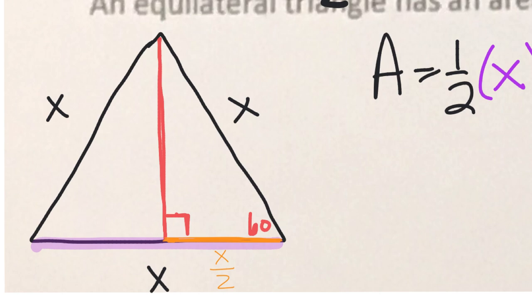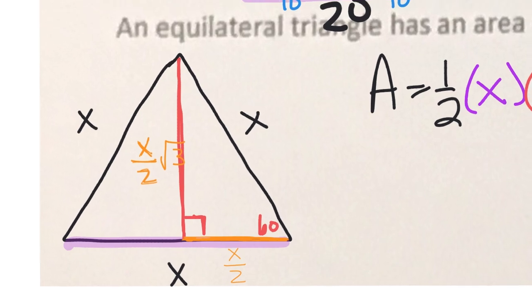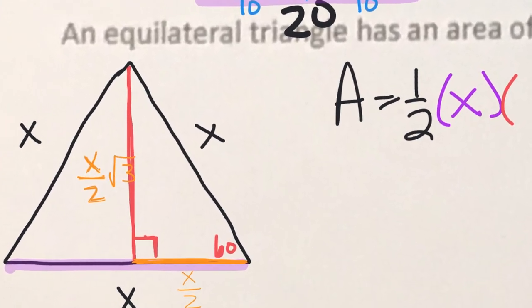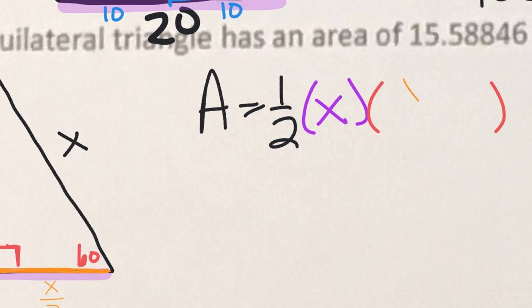Okay, so if that's my short leg, then the long leg is x divided by 2 times the square root of 3. So that's the height: half of the side length times the square root of 3. So that's x times the square root of 3 divided by 2.